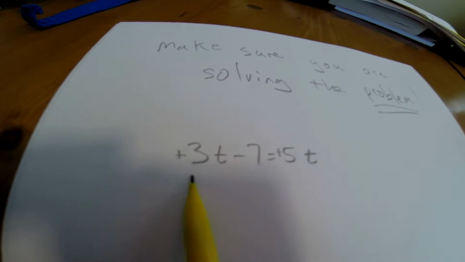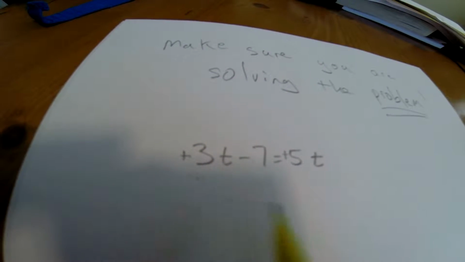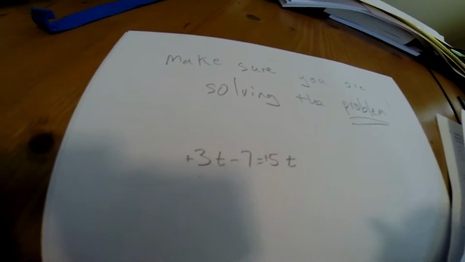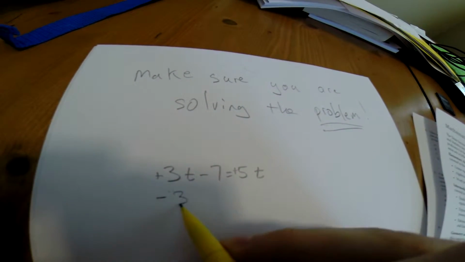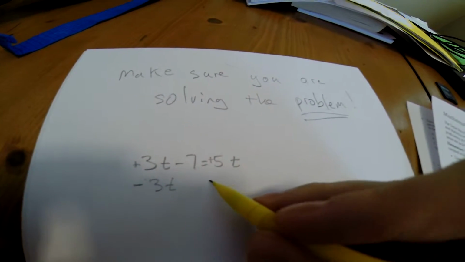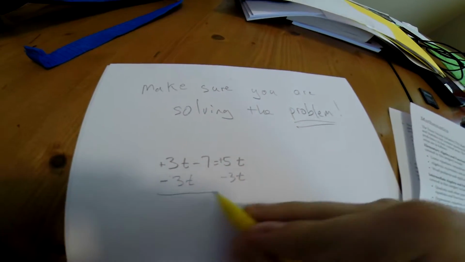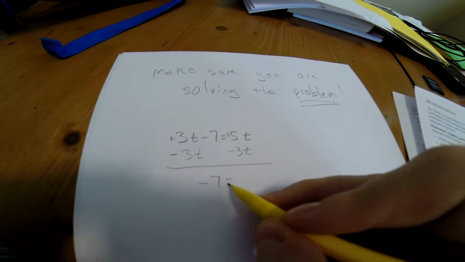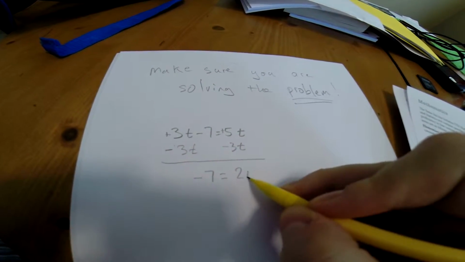So if there's a plus 3t here, I need to put my t's together. I got to put them together. So I'm going to subtract 3t from both sides. Okay, it's going to be negative 7 equals 2t.